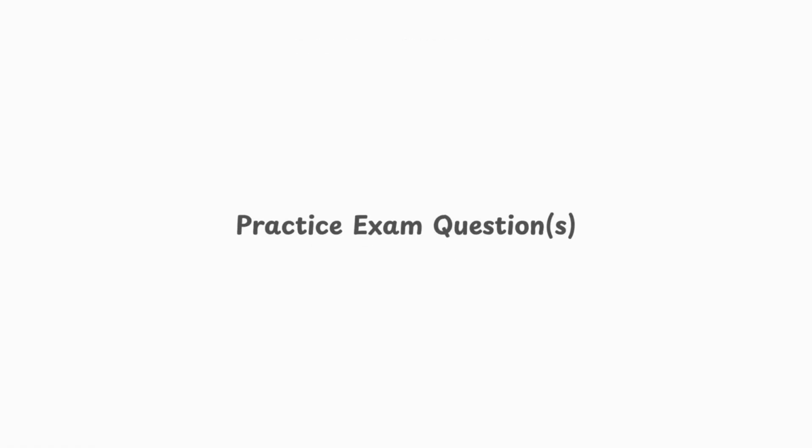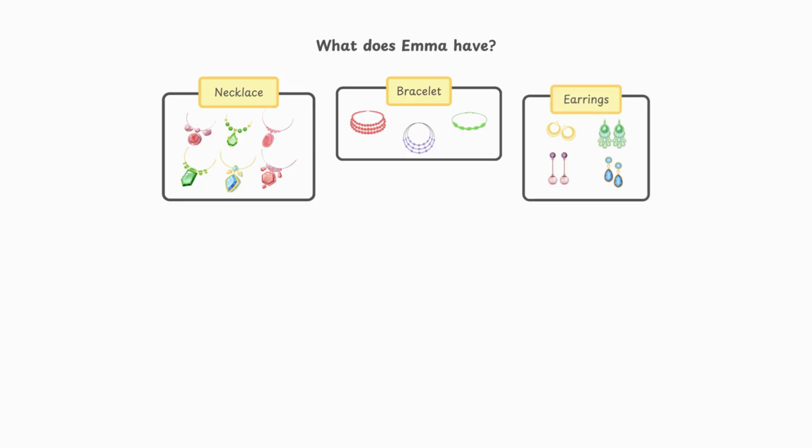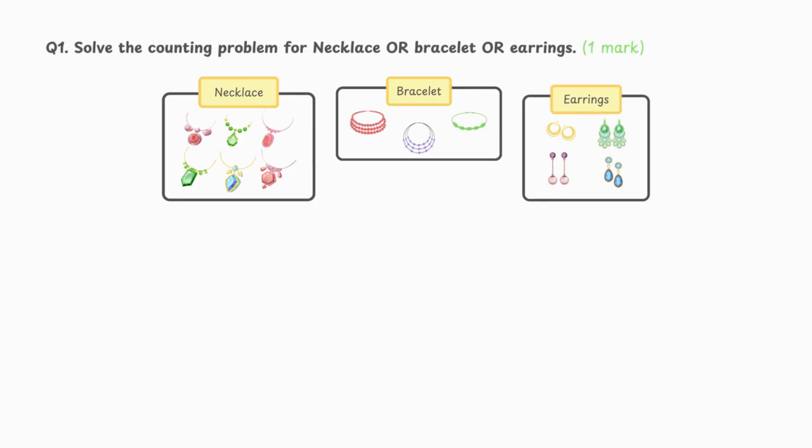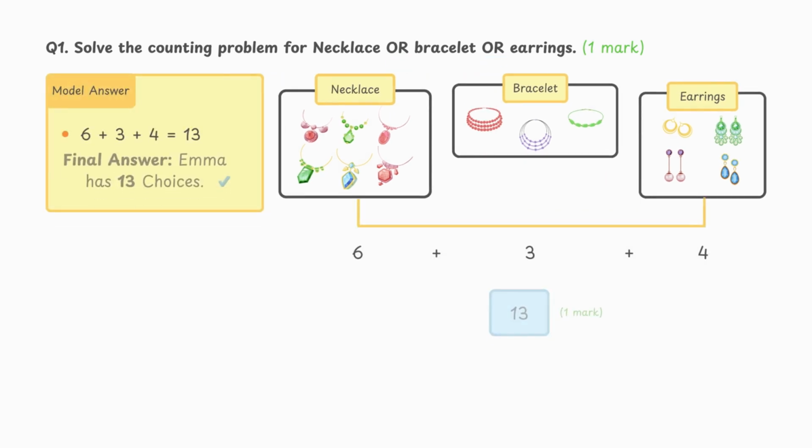Let's use a real example to see how this works. You can pause the video and try yourself. Emma has 6 necklaces, 3 bracelets, and 4 pairs of earrings. Emma wants to wear one item only. Let's solve the counting problem for necklace or bracelet or earrings. "Or" means add. So 6 plus 3 plus 4 gives 13 choices.